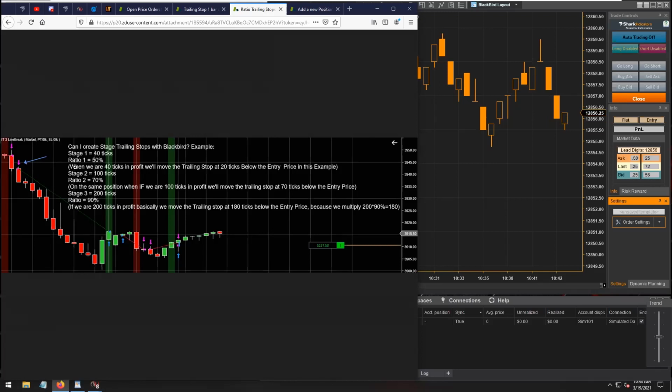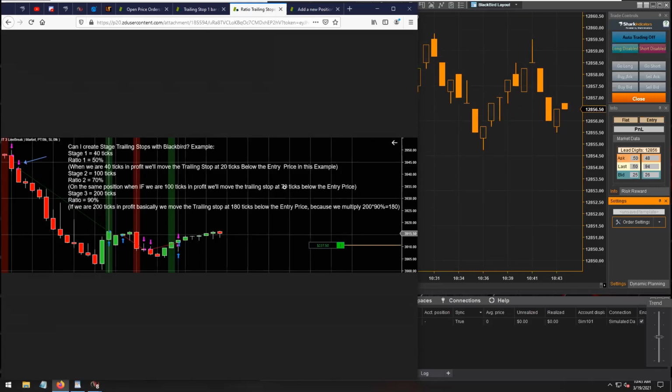So here in the text, we can see that when there's 40 ticks of profit, the trailing stop loss is going to be 20 ticks. So if you want to do a percentage, you'll just have to figure that out in your head and basically hard code that in. So at 100 ticks, if it's 70%, then the trailing is going to be, it says here, 70 ticks. I think, George, 70 ticks below the entry.